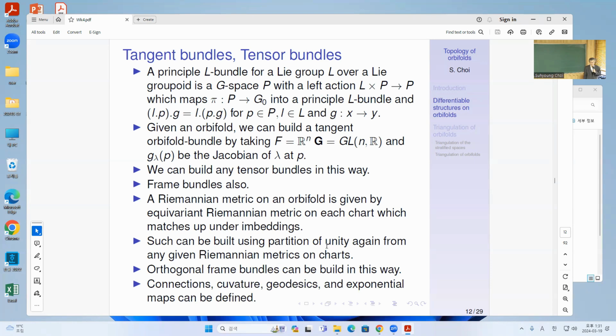So once you have these bundles, then you can define connections, curvature, geodesics, and the exponential map. Because these are all local constructions, once you know how it works on the model space, then you know it works everywhere. Okay, you just need some equivariance to do this.